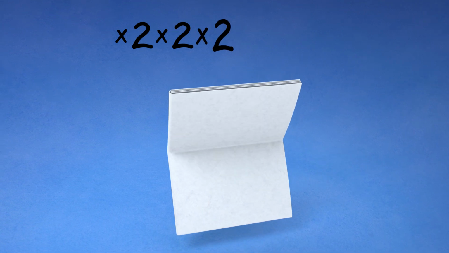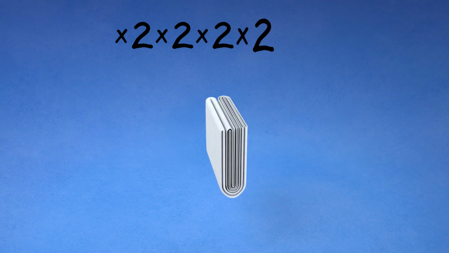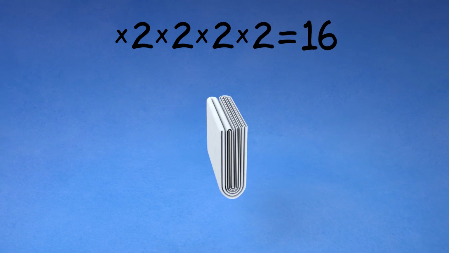A third fold doubles to create a thickness of 8. And a fourth fold doubles again to make a thickness of 16.